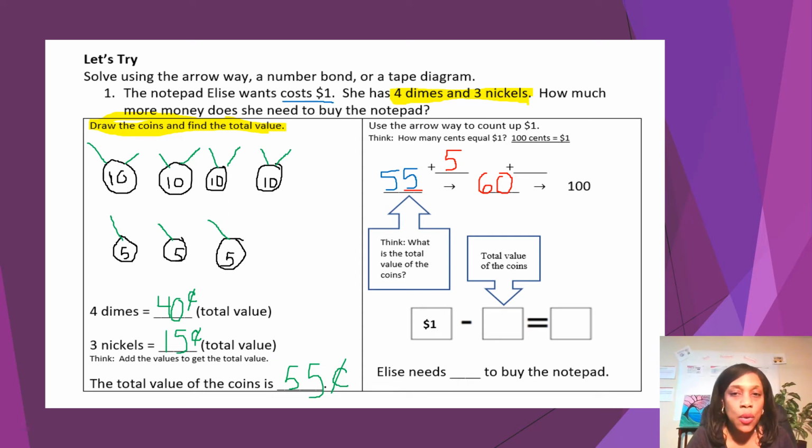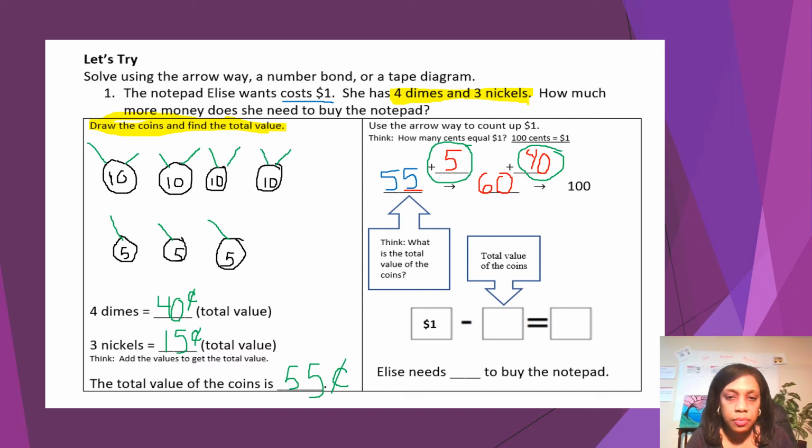60 plus 40 is going to get me to 100. Next, I have to go back and look at how I jumped. I jumped 5 spaces and I jumped 40 spaces. When I put them together, I know I have jumped 45 spaces in all.